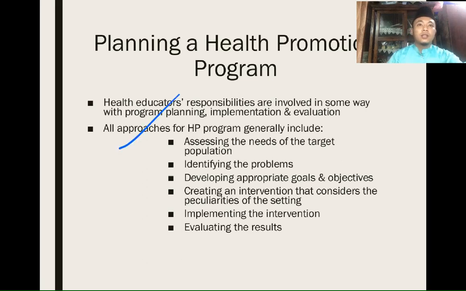And point number two is all approaches for health promotion program generally include assessing the needs of the target population. Number two is identifying the problem. Number three is developing appropriate goal and objective. Next is creating an intervention that considers the peculiarities of the setting. Next is implementing the intervention, and the last one is evaluating the result. You need to evaluate.